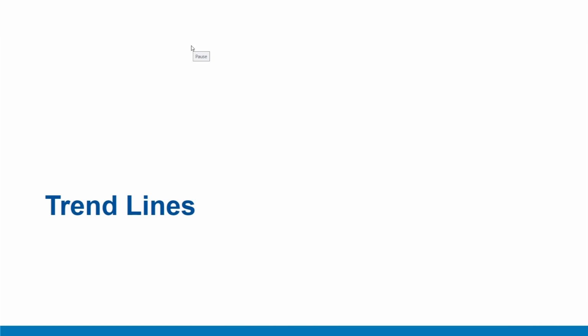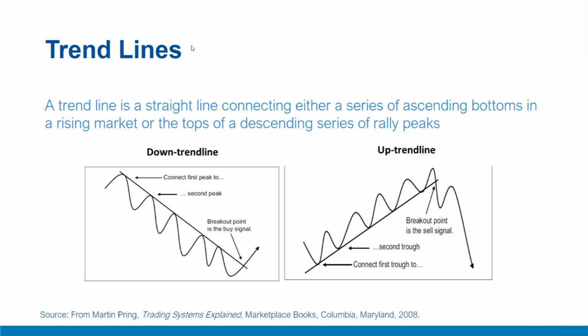In this video, we'll discuss the application of trend lines in identifying primary trend reversals. A trend line is a straight line connecting either a series of ascending bottoms like this in a rising market, or the tops of a series of peak rallies, peaks of this descending series of rallies. Those joining the lows are called uptrend lines. So this is an uptrend line, and those connecting the tops are downtrend lines like this.